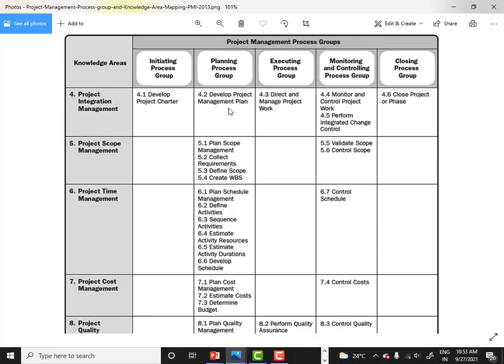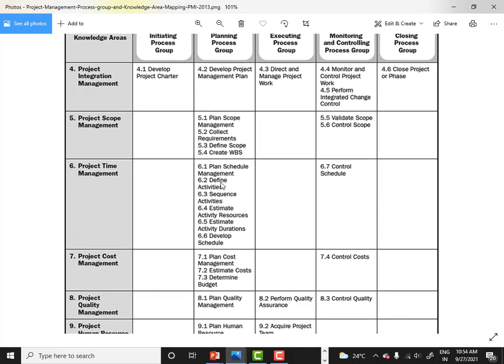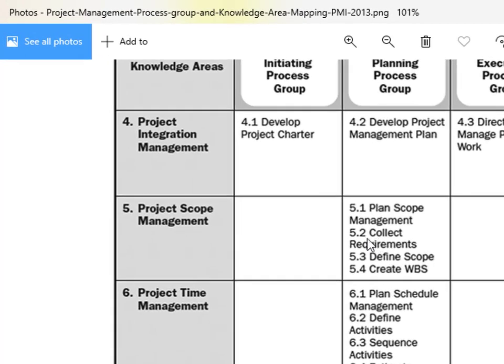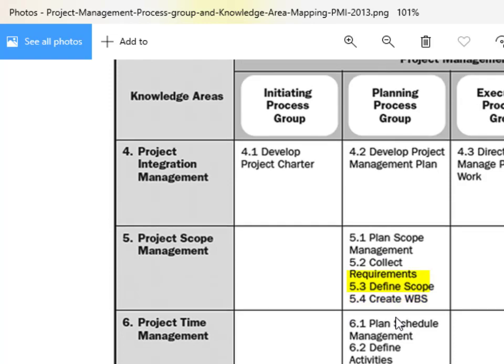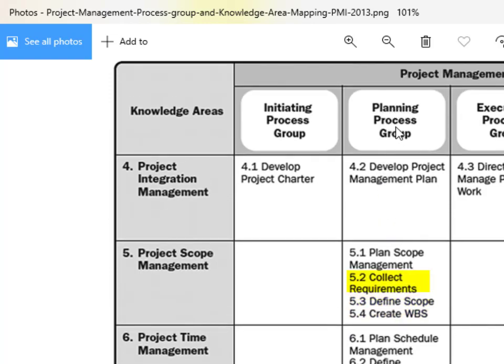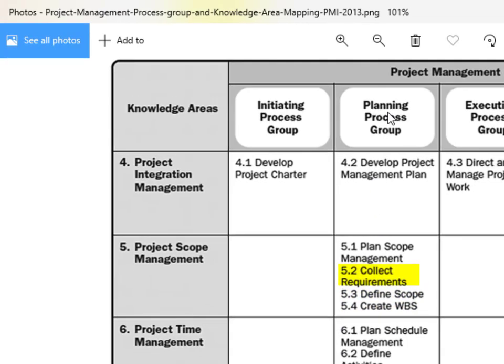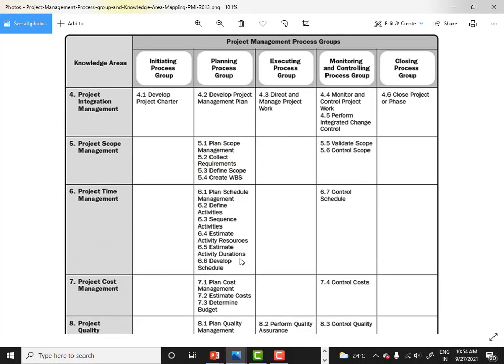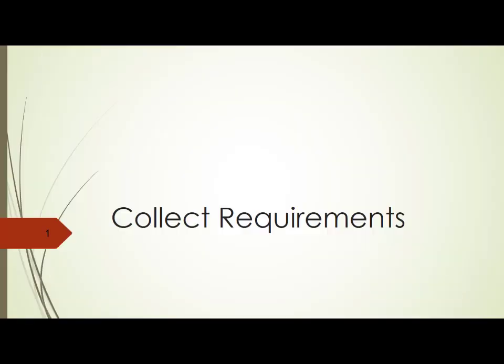You know the reason, because if I want to create a plan, I have to get various inputs. I have to integrate all those inputs in order to create a project management plan. So in today's session, we are going to understand how to collect the requirements. Section 5.2, collect requirements, and this collect requirements is also a process which comes in the planning process group. Okay, so let's go and understand how to collect the requirements.